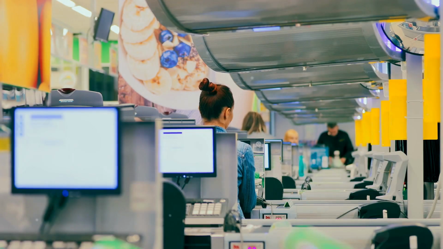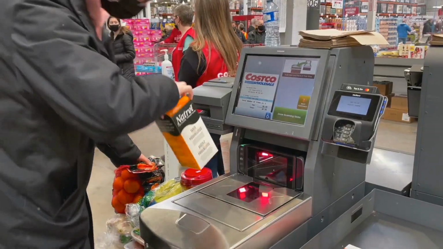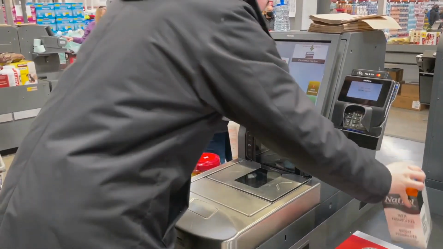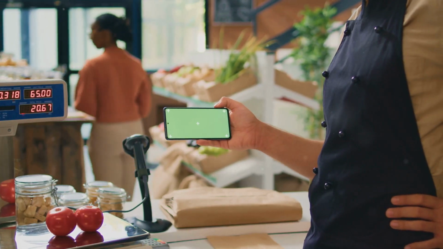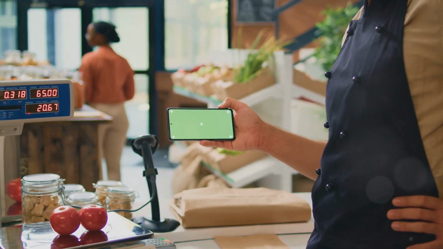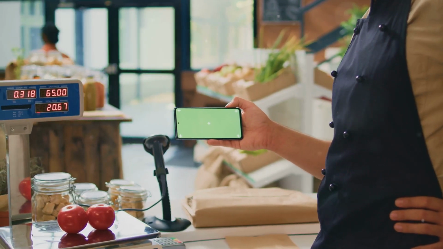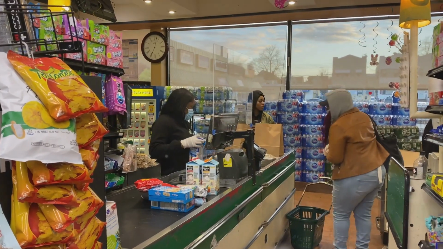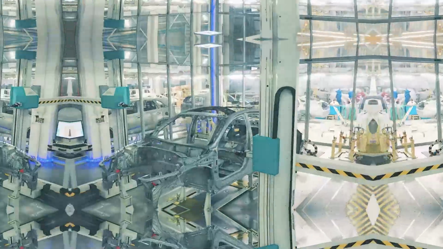In the retail sector, computer vision is revolutionizing the shopping experience. Automated checkout systems are a game changer. AI can understand what products are taken off the shelves and automatically bill the customer, reducing checkout times. This makes shopping more convenient and efficient for everyone.